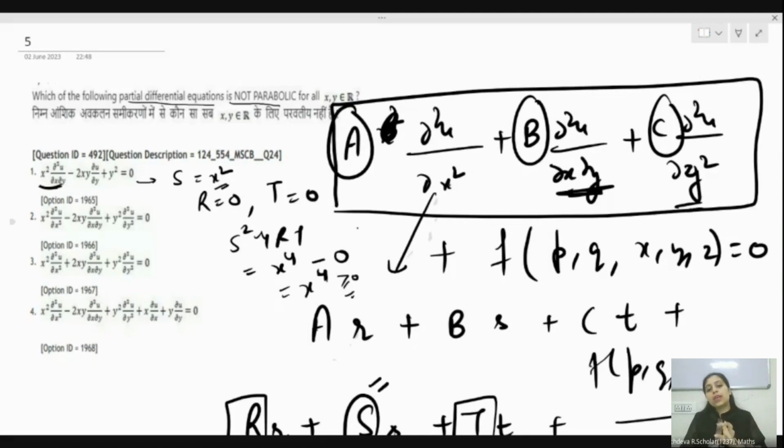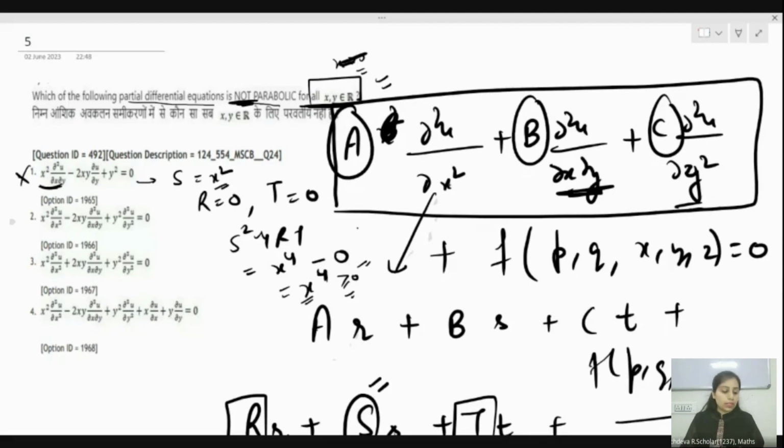It means this equation is either hyperbolic or parabolic. It can be parabolic for x equal to 0. Here it is saying for all x, y. If this question asked for x greater than 0, then this equation is hyperbolic, which is not parabolic, and the option could be true. But here, strictly, x and y belong to R. So if we take x equal to 0, then this equation is parabolic, and they have asked about not parabolic. So the first option is cancelled out.